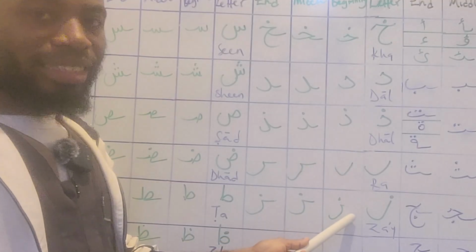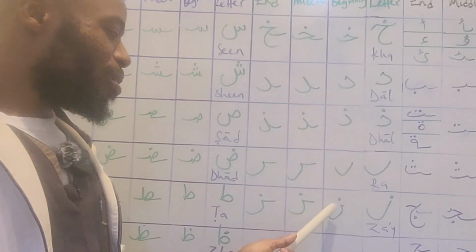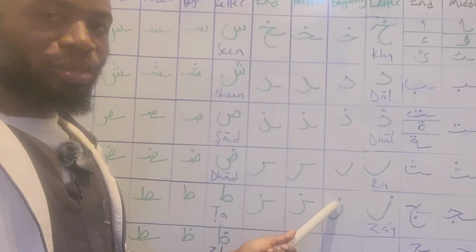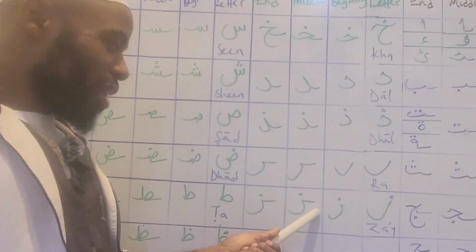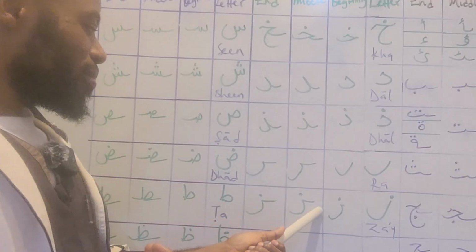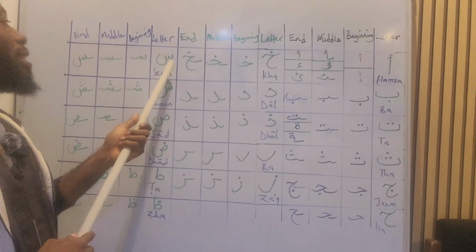The same formula goes for Zai. Zai, when you are writing it alone, does not accommodate anything from behind and does not accommodate anything after. You can see when you are writing it alone. But when you are writing it at the middle, you can see it only accommodates from behind. That is Zai.